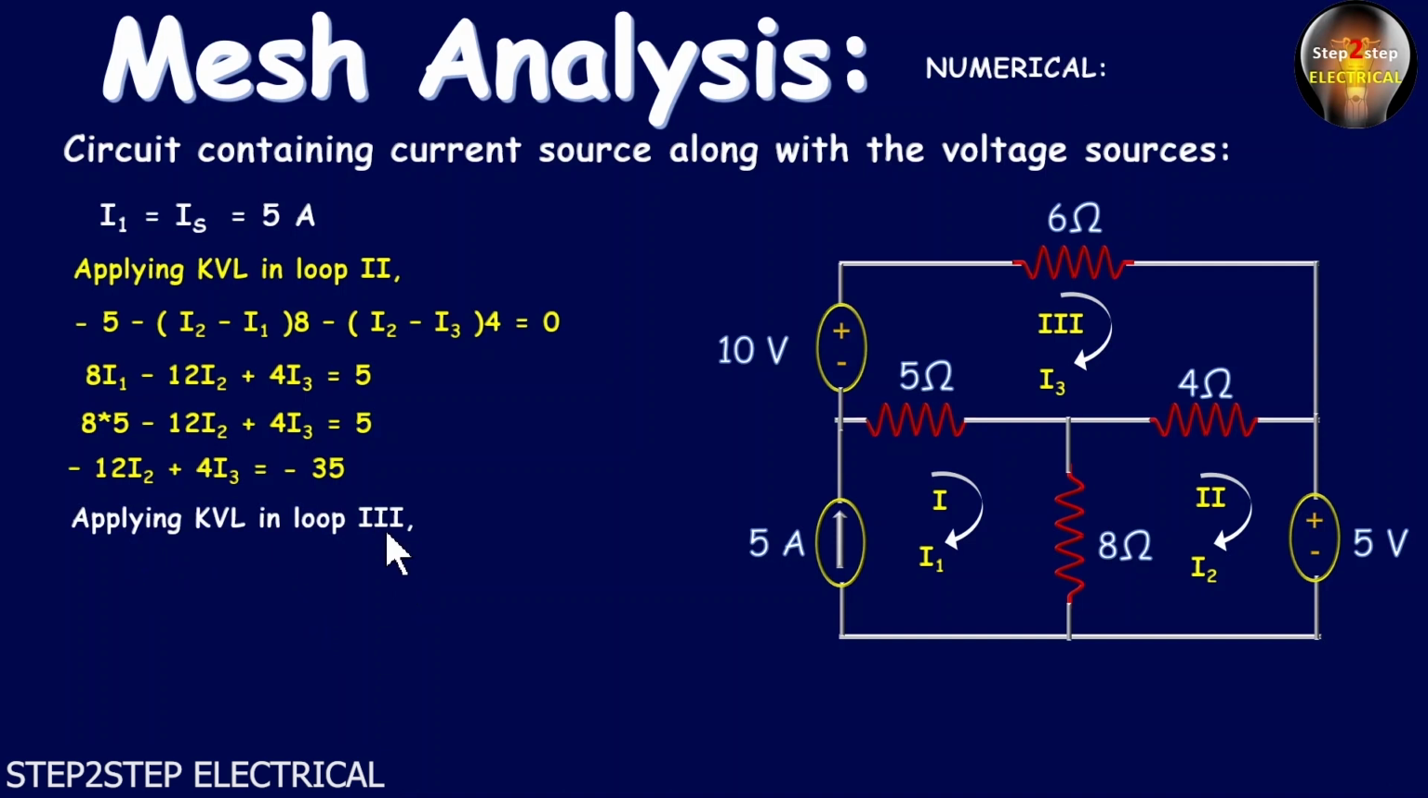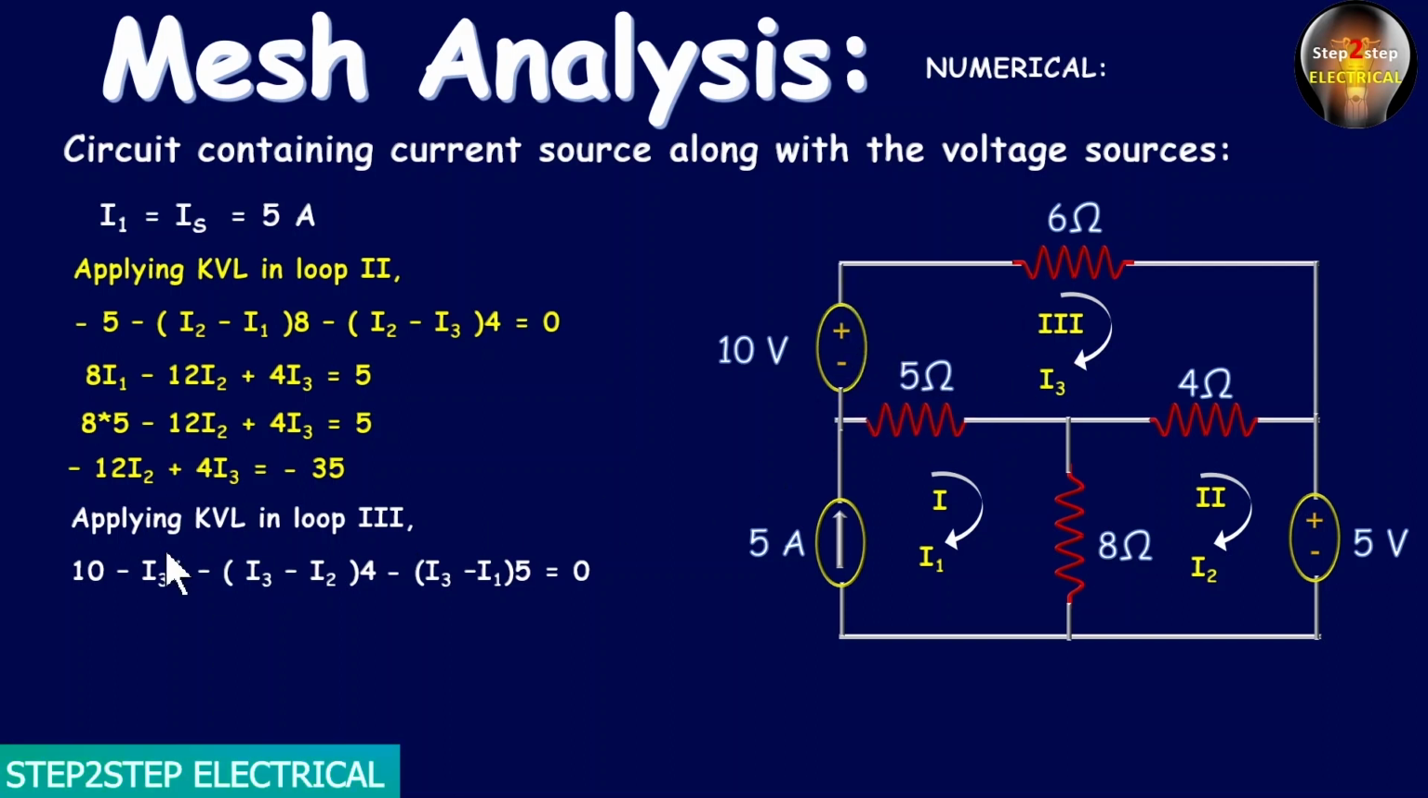So on applying KVL in loop 3, we can write 10 minus I3 into 6 minus (I3 minus I2) into 4 minus (I3 minus I1) into 5 is equal to 0. Here 10 volt is plus 10. Why? Because this current is flowing from negative to positive. I3 current is flowing from negative to positive. That's why it is plus 10, and minus I3 into 6. Why (I3 minus I2) into 4? Because I3 is the current of this loop 3 and I2 is the current of loop 2, and we give highest priority to this loop current I3. That's why it is (I3 minus I2) into 4. Similarly, (I3 minus I1) into 5 is equal to 0.